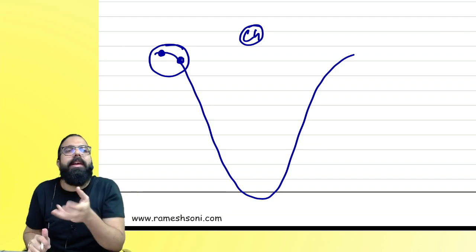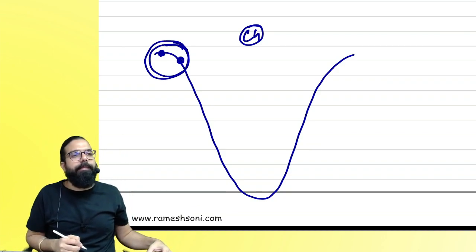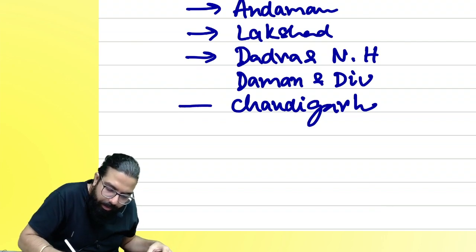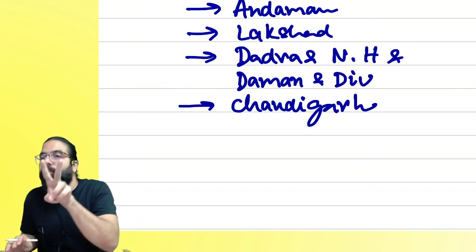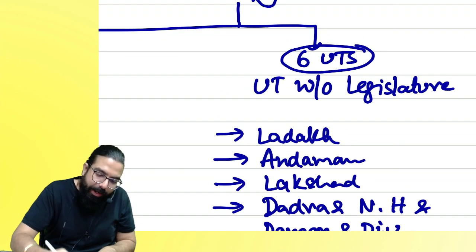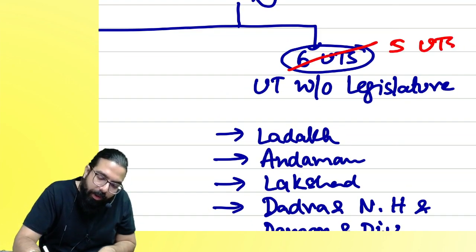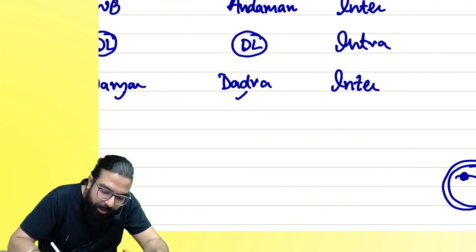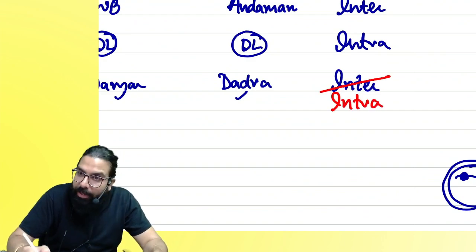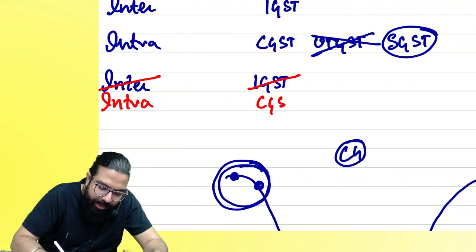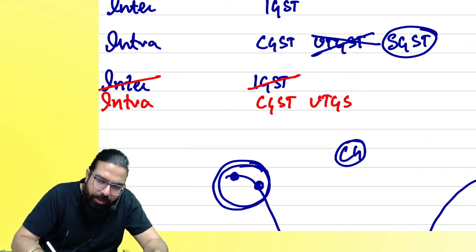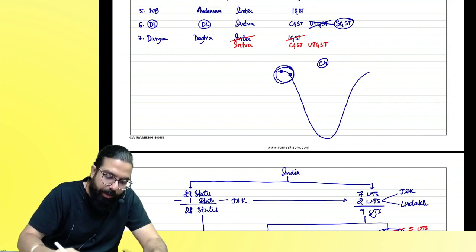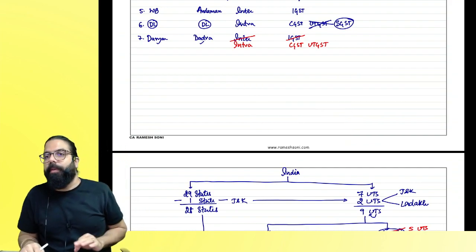So in order to make it administratively easy, the government merged both union territories. Hence, now it is known as Dadra and Nagar Haveli and Daman and Diu. It is not two separate union territories; it is one union territory only now. Now, if goods are supplied from Dadra and Nagar Haveli to Daman and Diu, is it intra or inter? It is intra, because it is one only. And what will you charge? CGST and UTGST. Are we clear till here? Any doubt till here?